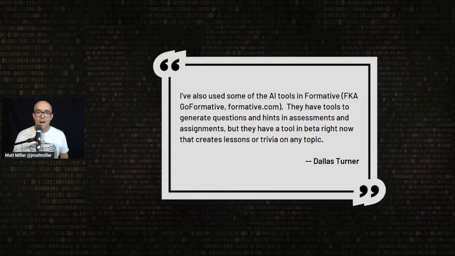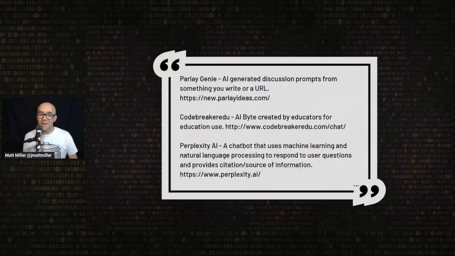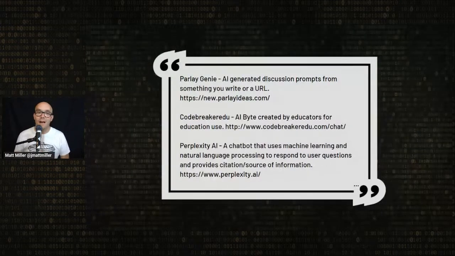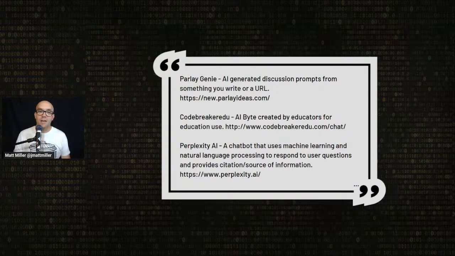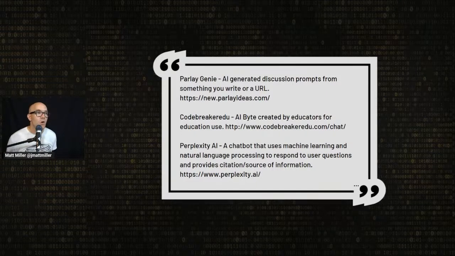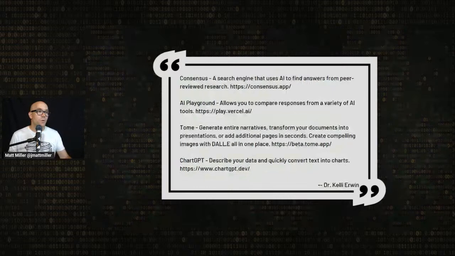And then this one right here from Dr. Kelly Irwin, there were so many that it required 2 slides. Parlay Genie, which comes from Parlay Ideas, which is a discussion tool. AI generated discussion prompts. Pretty cool. I've heard about this one a couple places. Codebreaker EDU. It's an AI bot created by educators for education use. So you can find that at codebreakeredu.com/chat. I was talking about Perplexity earlier, which is another chat bot. And so you can definitely use that. She talks about Consensus, which is a search engine that uses AI to find answers from peer-reviewed research. That's really interesting.